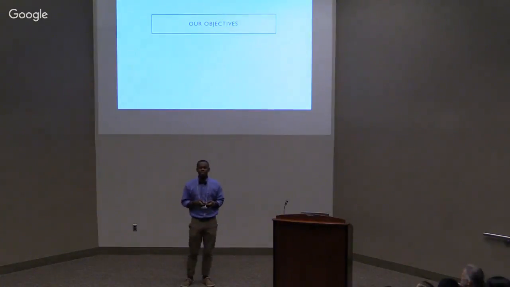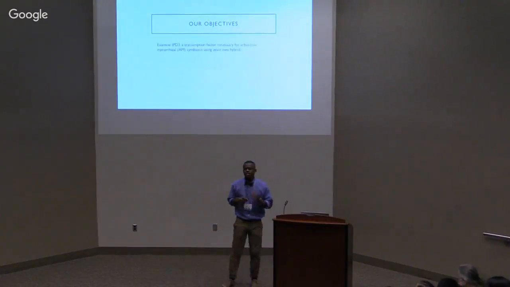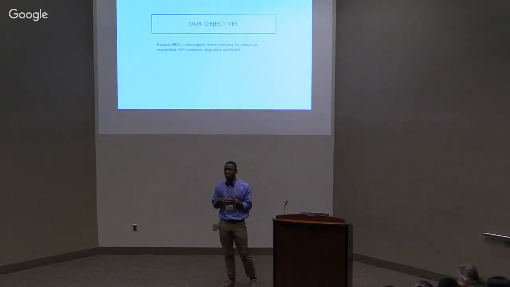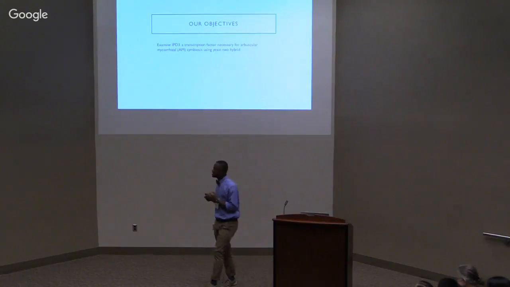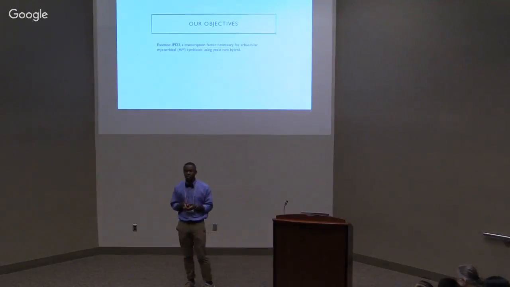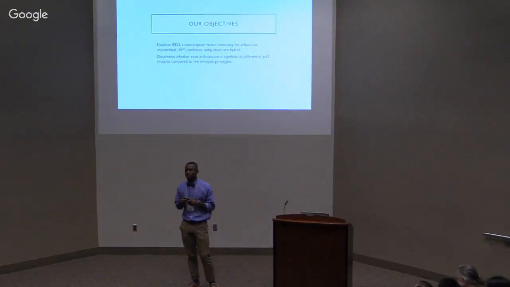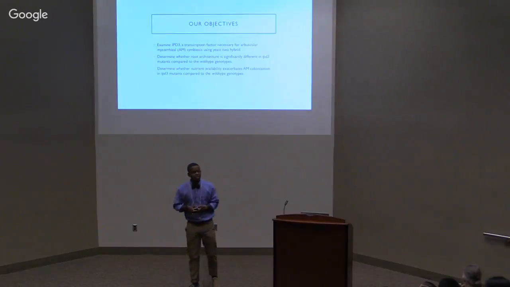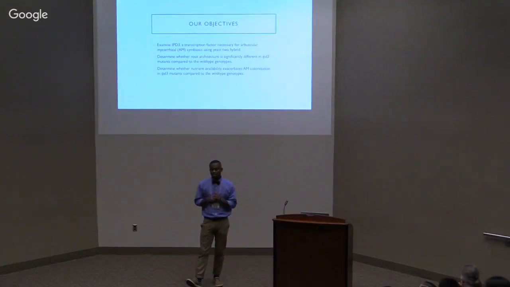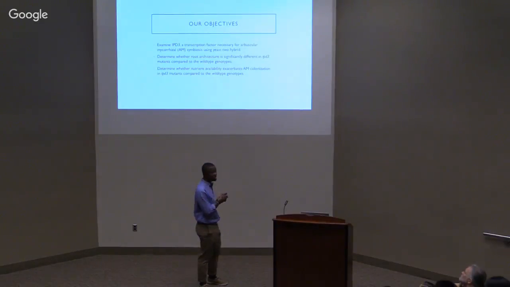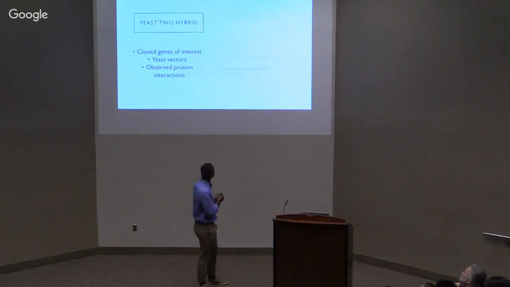So we had three primary objectives. The first, we wanted to study the interactions of IPD3B as compared to IPD3A using the yeast 2 hybrid method. Second, we wanted to figure out if root architecture was significantly different between the mutant genotypes and the wild type genotypes. And lastly, we wanted to figure out if phosphorus concentration or nutrient availability affected percent colonization within these different genotypes and the mutant as compared to the wild type.